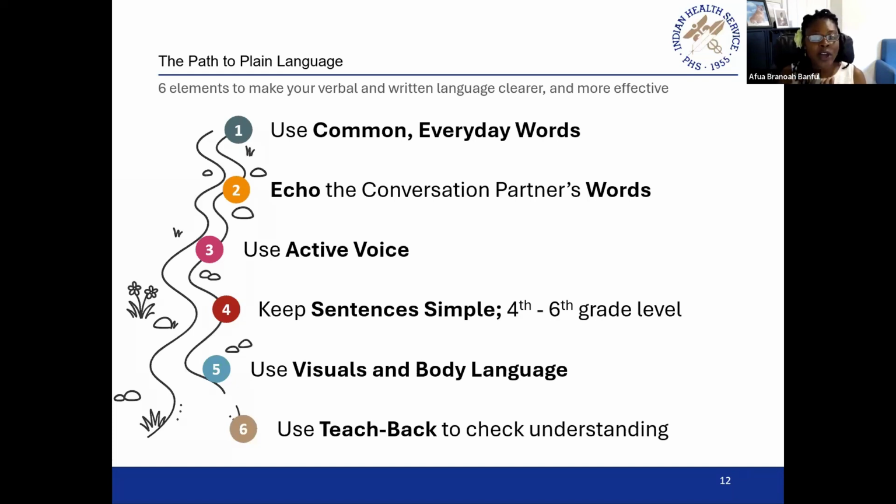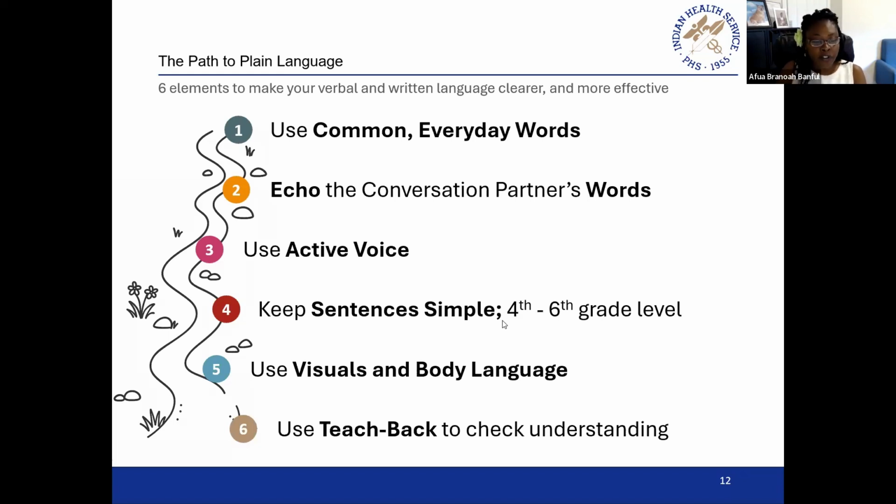Second is echoing the conversation partner's words. I say conversation partner because it's not necessarily a patient. It could be a community member, anyone that you're speaking to. Then using active voice. We don't need to go back to elementary school grammar here. Active voice is just making clear who's doing what. Then keeping our sentences simple, at a 4th to 6th grade level. Then using our tone, our bodies, and visuals, and then using teach back, which we learned about in some depth when we were together and also back in May.